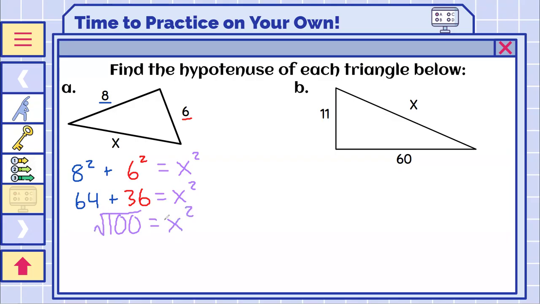Lastly, if you remembered that that's not the final answer, you need to find the root of both sides, or what number times itself gives you 100. Well, 10 times 10 gives you 100. So that means 10 is the final answer. X is 10. If you got that x was 10, your hypotenuse, then you did it absolutely correctly.